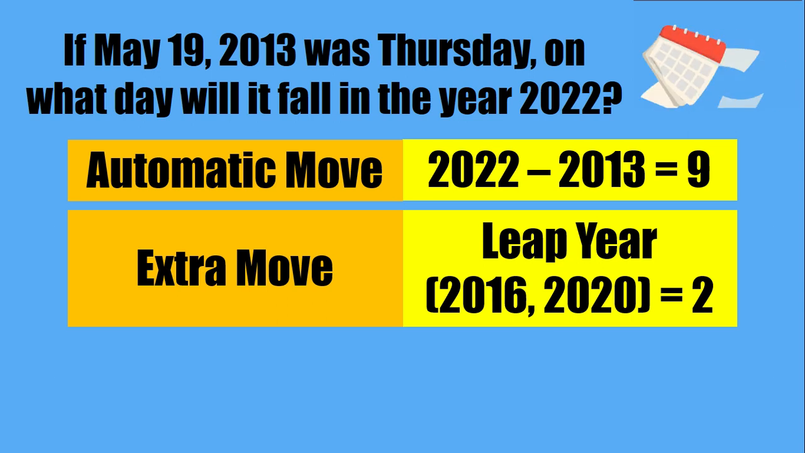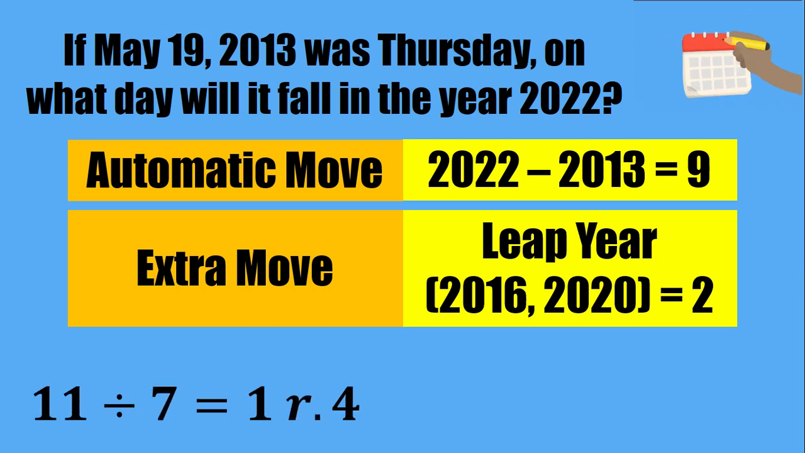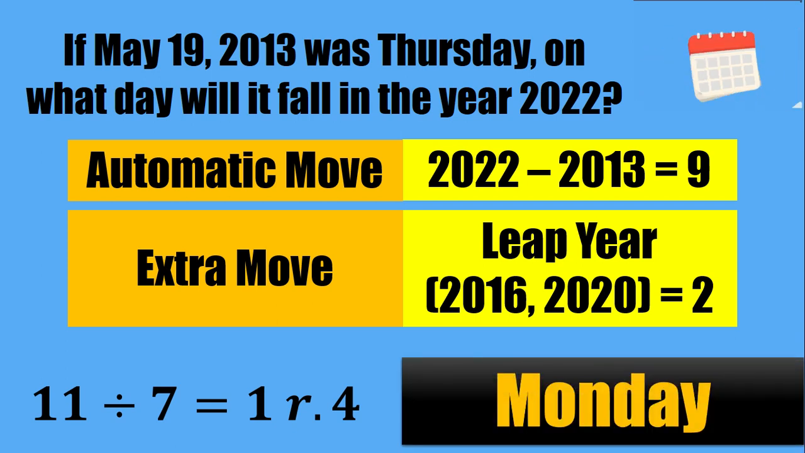And then let's apply the modular arithmetic. We have that 11, we divide it by 7, and we have 1 remainder 4. So we are after the remainder again. We need to add that 4 days from Thursday. So add 4 days: Thursday, Friday, Saturday, Sunday, then Monday. So we have that Monday.